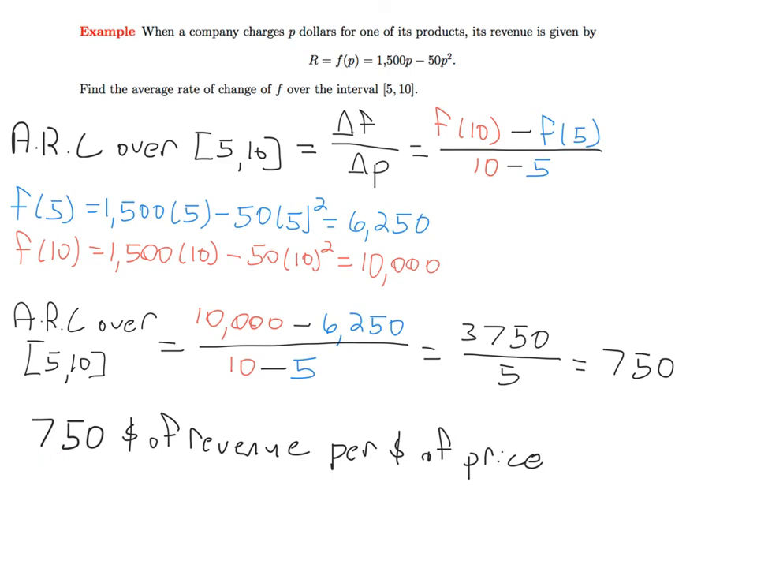Okay, and so this is not telling us that this change is constant. Some changes in price might lead to an increase of revenue of more than 750. Some increases in price by $1 might lead to an increase of revenue of less than 750. And so when we take the average of those increases, it comes out to an average of $750.